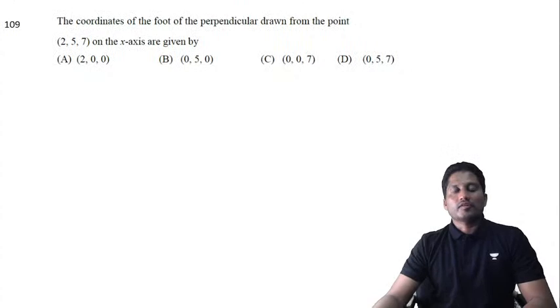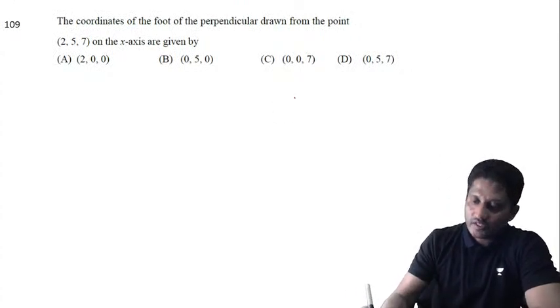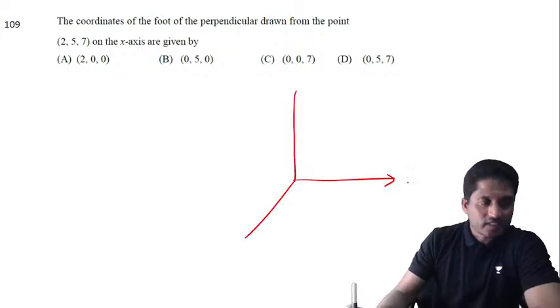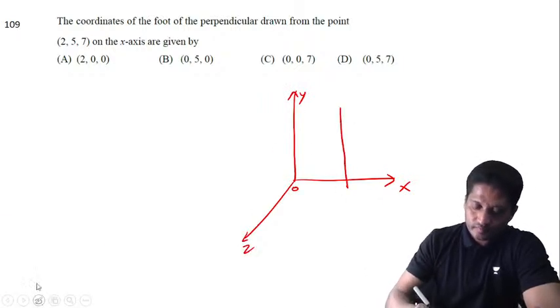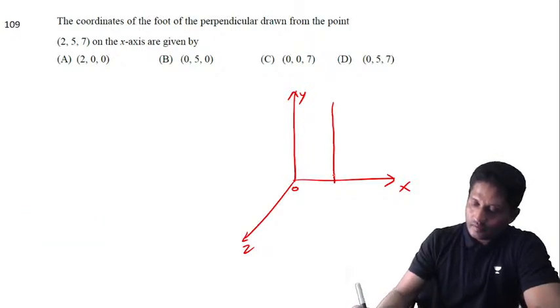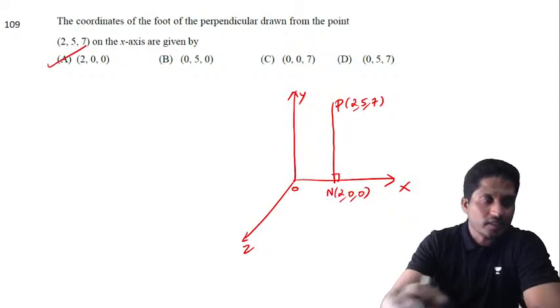The coordinates of the foot of the perpendicular drawn from the point on the x-axis. See, actually it is like this. Let's say I take the x-axis, this is y and z. The coordinates of the foot of the perpendicular drawn from the point 2, 5, 7 on this x-axis. The foot of the perpendicular will be 2, 0, 0 if you drop the perpendicular. So answer is option A.